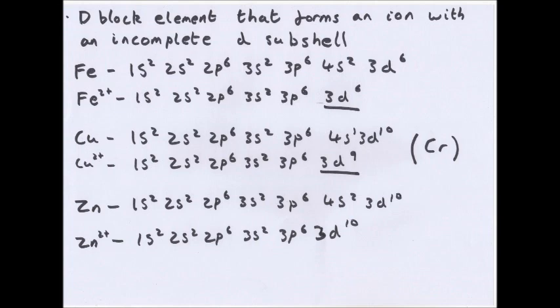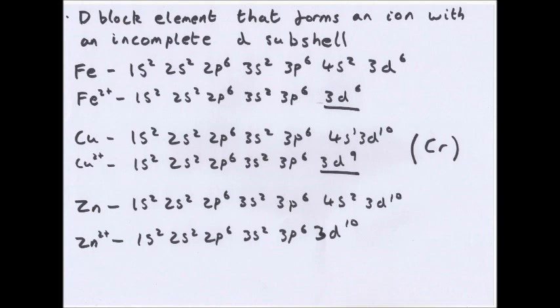Here copper, you can see 1s2, 2s2, 2p6, 3s2, 3p6, 4s1, 3d10. Now the copper 2+ ion is 1s2, 2s2, 2p6, 3s2, 3p6, 3d9. It loses 1 electron from the 4s first, and then another from 3d, meaning it's got 3d9. 9 isn't 10, so it's got an incomplete d subshell in one of its ions, so it's a transition metal.